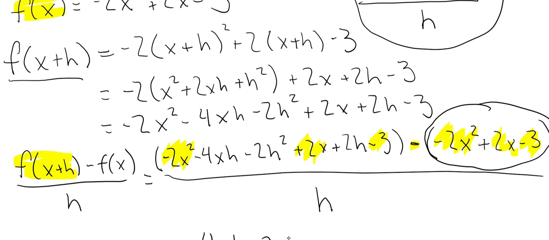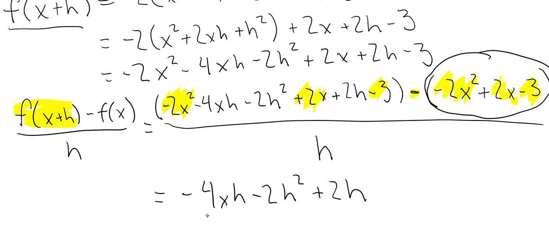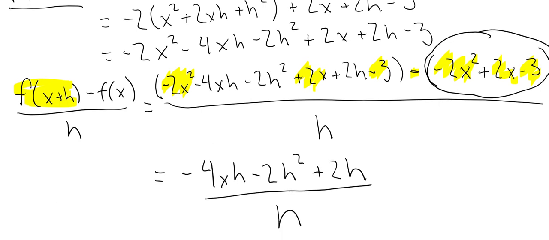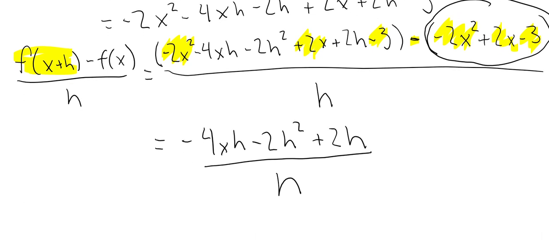And so we have negative 4xh minus 2h squared plus 2h, and that's it, over h. Another key thing that we've done it correctly is notice that everything in my numerator right now has an h involved. And so what's going to be even nicer is we can factor out that h. And that leaves us with negative 4x minus 2h plus 2 all over h.